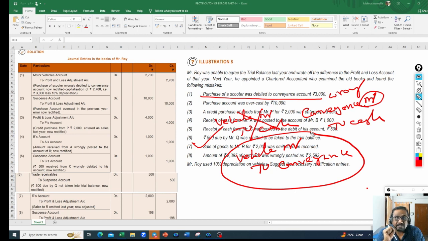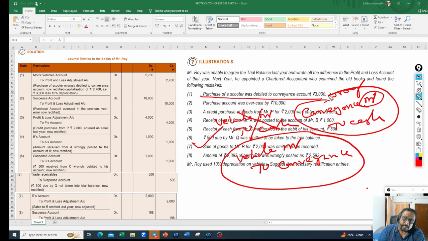What do you mean by stage 3? This mistake happened: debiting conveyance account and crediting cash account happened last year. Guys, this topic is very interesting, and you have to be very careful while you listen.